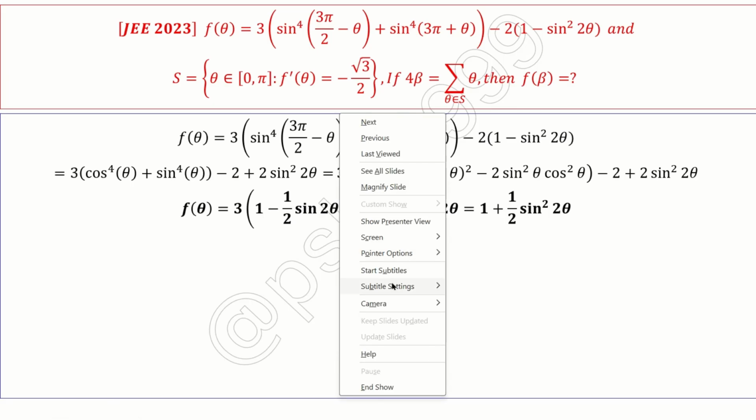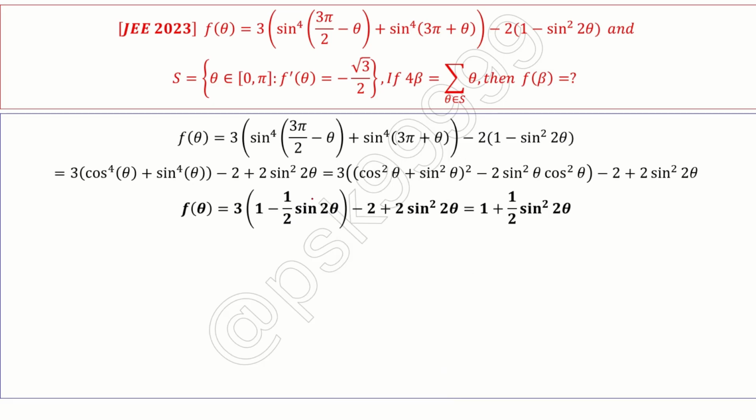Sorry, this is square here actually. So it will become 1 plus half sine square 2 theta. Now f dash theta is nothing but if I just differentiate this one, the 1 here is gone when I differentiate. So half into 2 times, 2 by 2 is cancelled. 2 times sine 2 theta, and sine 2 theta differentiation is cos 2 theta. Then 2 theta differentiation is 2, which is nothing but sine 4 theta. So sine 4 theta is given as minus square root of 3 by 2.